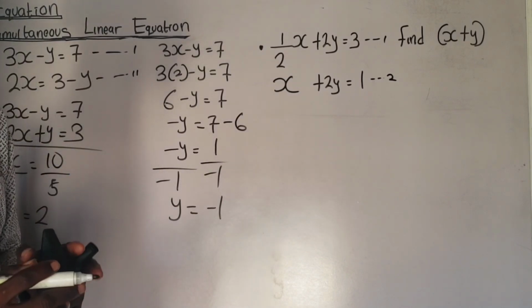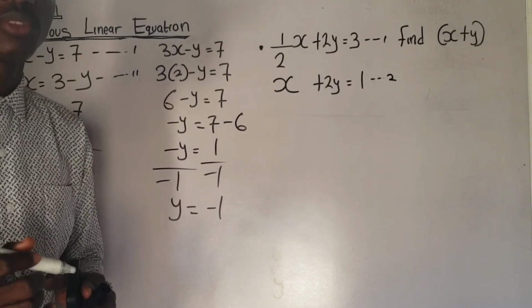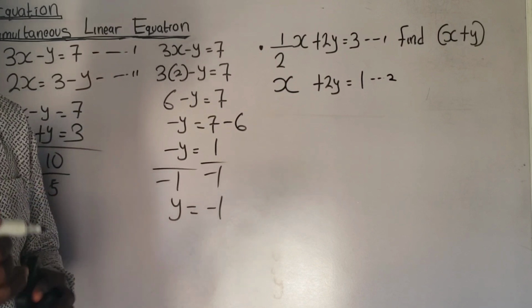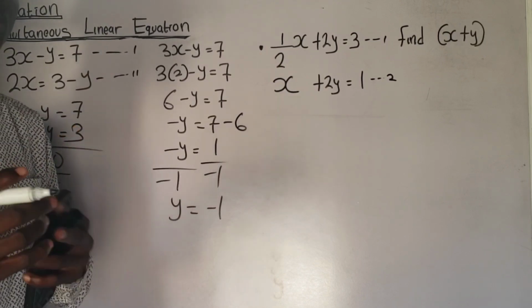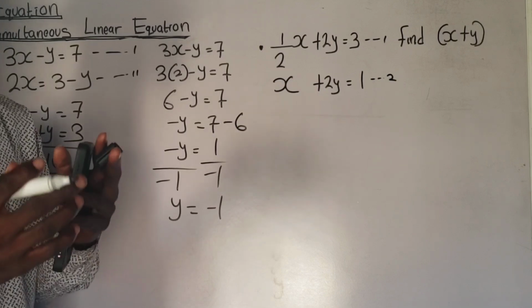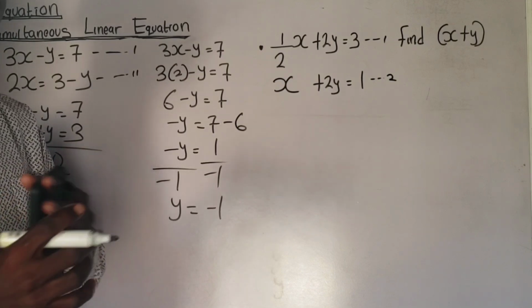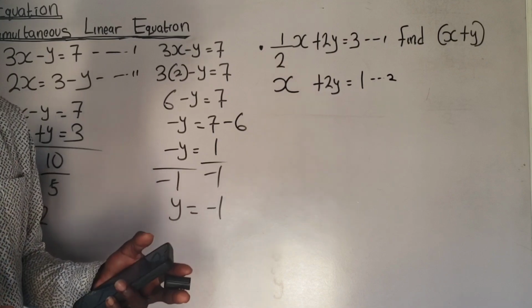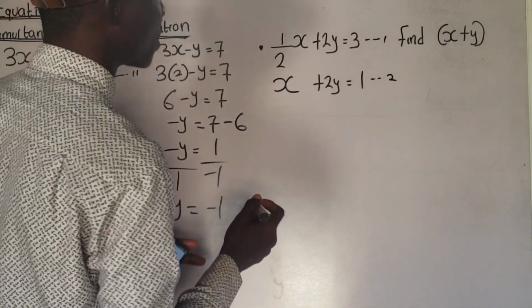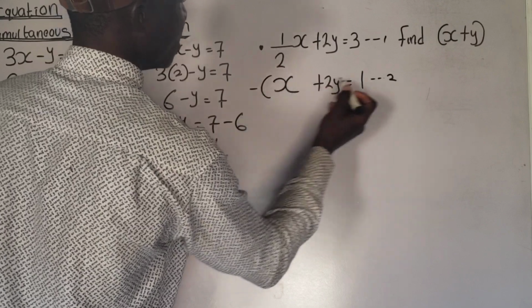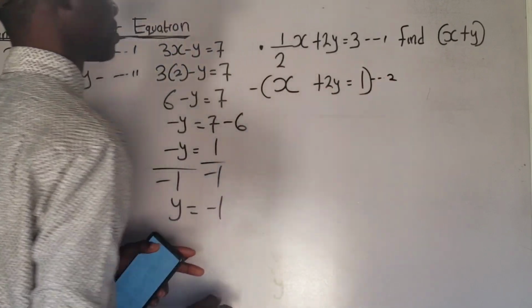So when we have the same coefficient with the same sign in any of the unknowns that we want to eliminate, we subtract. But if they have the same coefficient with different sign, we are going to add, so that we can eliminate the unknown that we want to eliminate. So for this, I'm going to subtract. Let's put a subtraction sign.